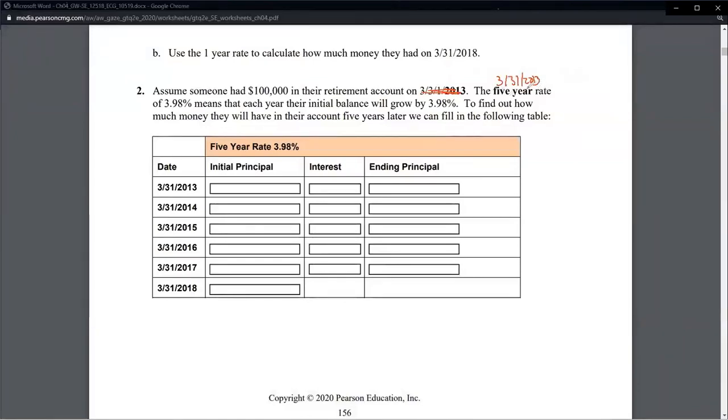The 5-year rate of 3.98% means that each year, the initial balance will grow by 3.98%. So this is a concept of our balance is going to grow. This is where we're making more money. So we'll have $100,000 and then we're going to have like $105,000 or $110,000, $103,000, more money. To find out how much money they will have in their account 5 years later, we can fill in the following table. This is going to use the idea of simple interest.